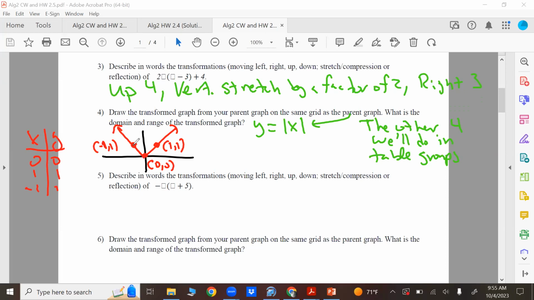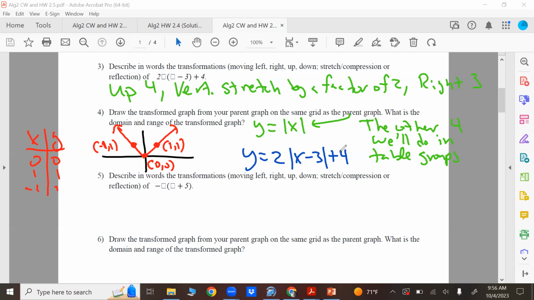Cool. All right. Now let's do this in dark blue. 2 absolute value of x minus 3 plus 4. So what are you supposed to do? You're supposed to take this graph and make some changes. That's what I call the transformation. It's a change, right? How am I going to change this graph? Clearly, I'm going to move it to the right. Clearly, I'm going to move it up. And clearly, I'm going to stretch it.